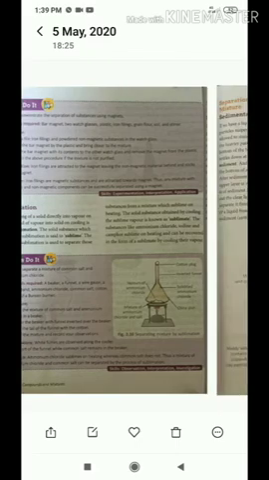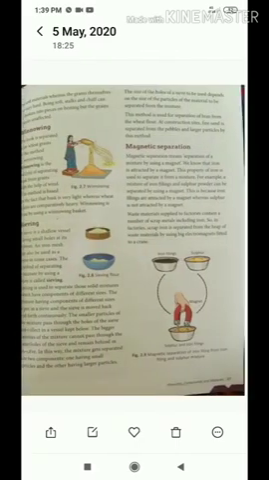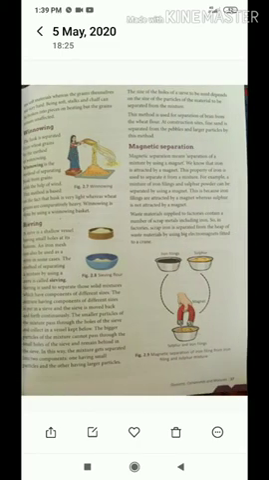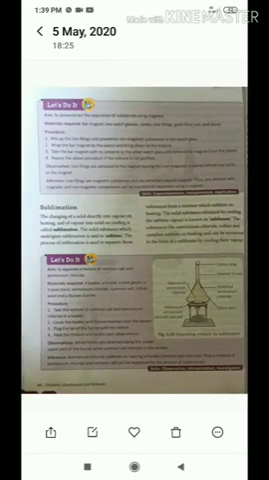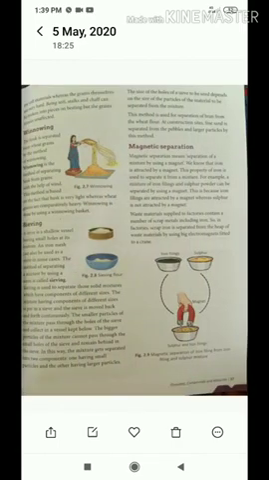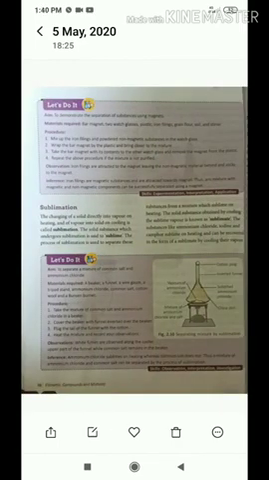Don't be afraid. It is very, very simple. Just understand a few words and listen to my lecture very carefully. Okay. So first of all, we are going to do the solid mixtures. We will start separation of solid mixtures: handpicking, threshing, once again I am repeating, winnowing, sieving, magnetic separation, then sublimation. Okay, so let's do the very easy one first. Let's start from sublimation.